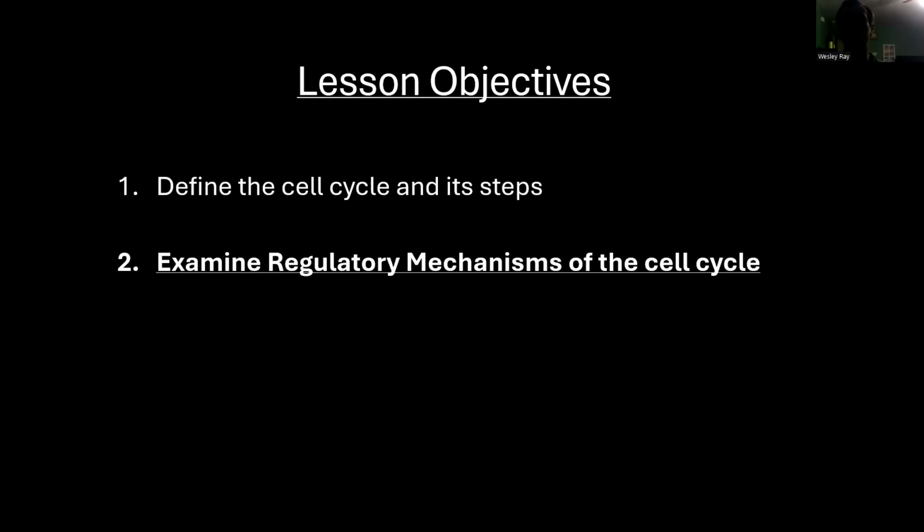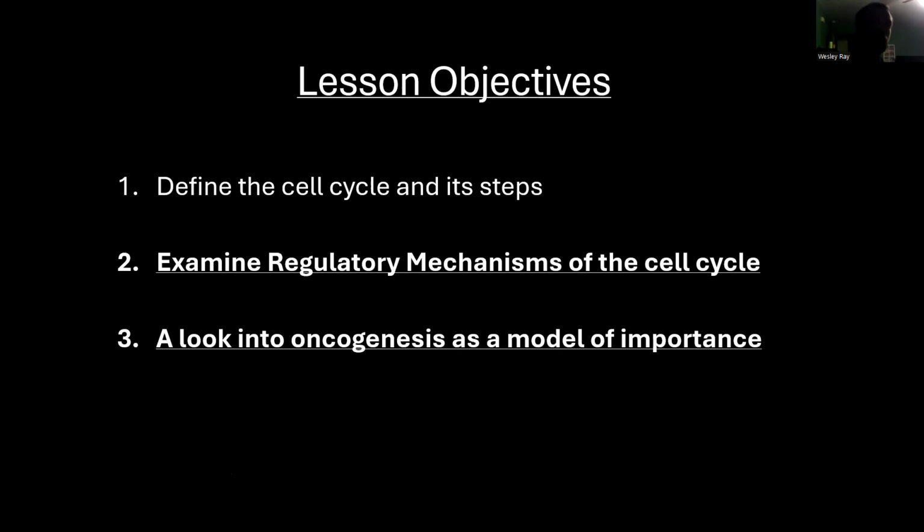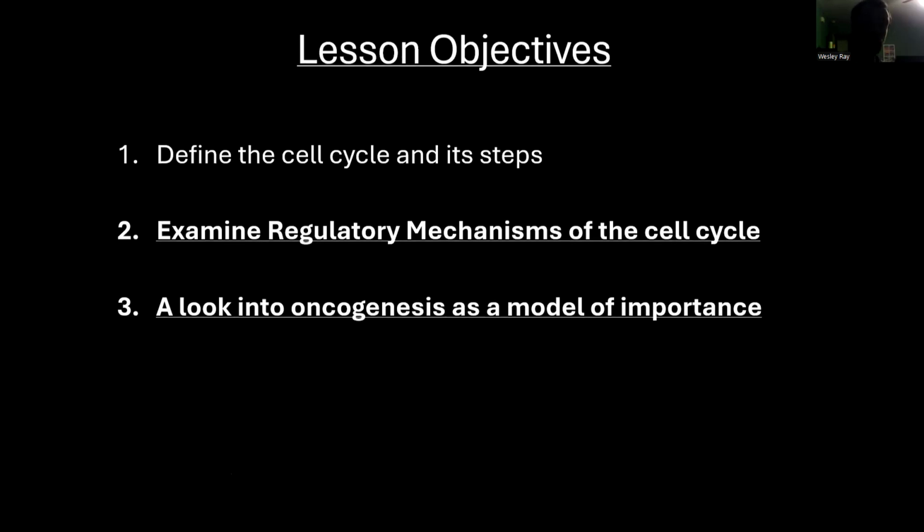We need to examine regulatory mechanisms of the cell cycle. Given that this is kind of the point of the presentation, we're going to be in that section for the longest, and that's why it's bolded and underlined. Then section 3, a look into oncogenesis as a model of importance. That's also bolded and underlined because we're going to be spending a little bit more time on that than what we will spend doing review on the cell cycle. But these are the 3 points that I'm looking to hit this evening.